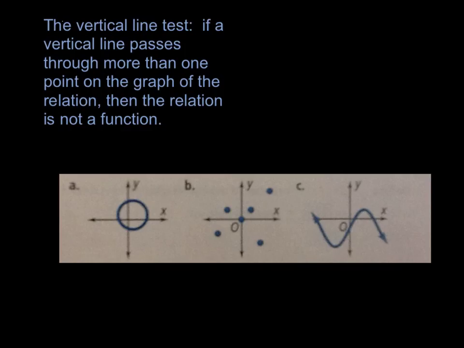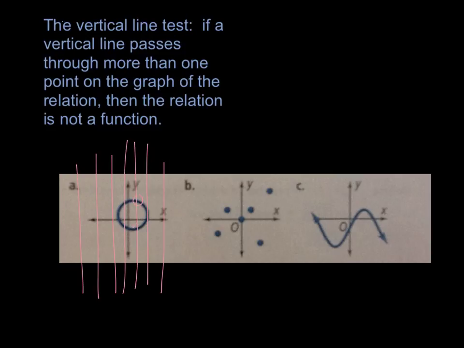When we look at a graph, we have what's called the vertical line test to determine if something is a function. If a vertical line passes through more than one point on the graph of the relation, then the relation is not a function. So let's go ahead and use the vertical line test to determine if these relations are functions. We're going to draw vertical lines through these graphs, and if ever the line passes through the graph at more than one point at a time, then it's not a function.